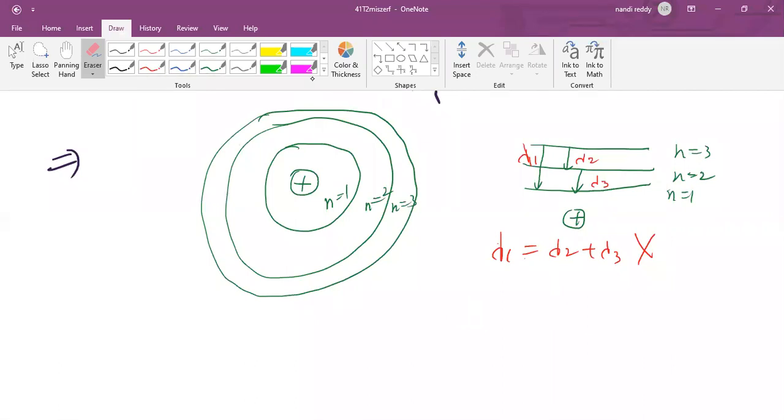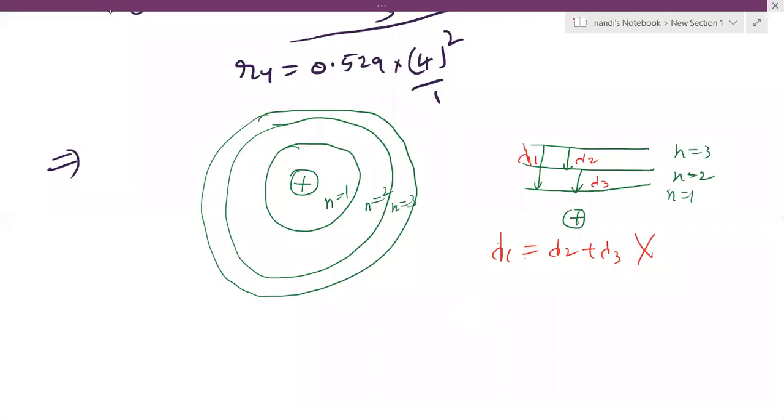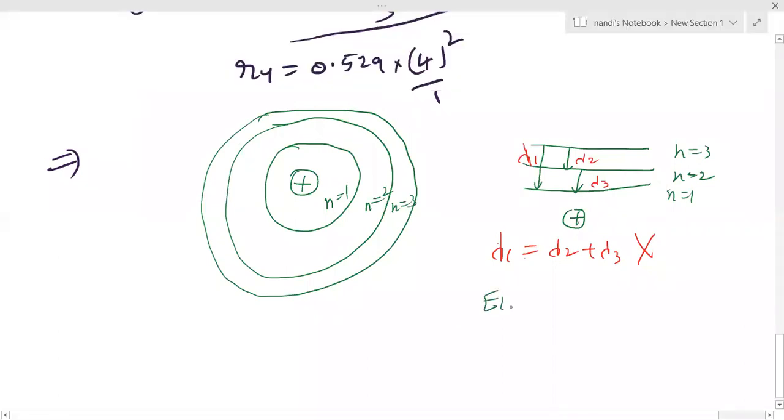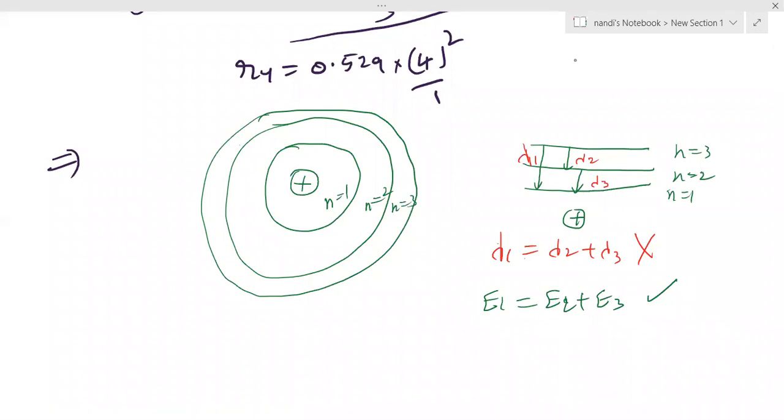Wavelength is inversely proportional to energy. Please note down, this is not a trick, this is theory only. E1 equal to E2 plus E3, you can write. This is correct. Please note this down. This is the mistake everyone is going to make, even tomorrow in the examination.